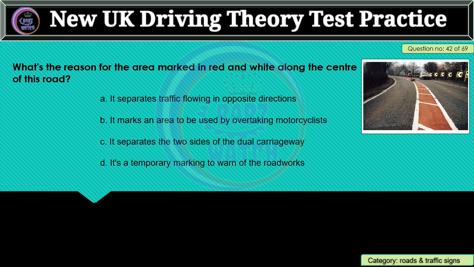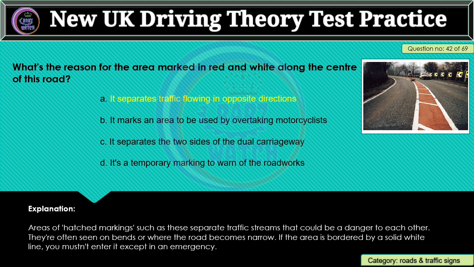Question 42 of 69. What's the reason for the area marked in red and white along the center of this road? A. It separates traffic flowing in opposite directions. B. It marks an area to be used by overtaking motorcyclists. C. It separates the two sides of the dual carriageway. D. It's a temporary marking to warn of the roadworks. The correct answer is A. It separates traffic flowing in opposite directions.